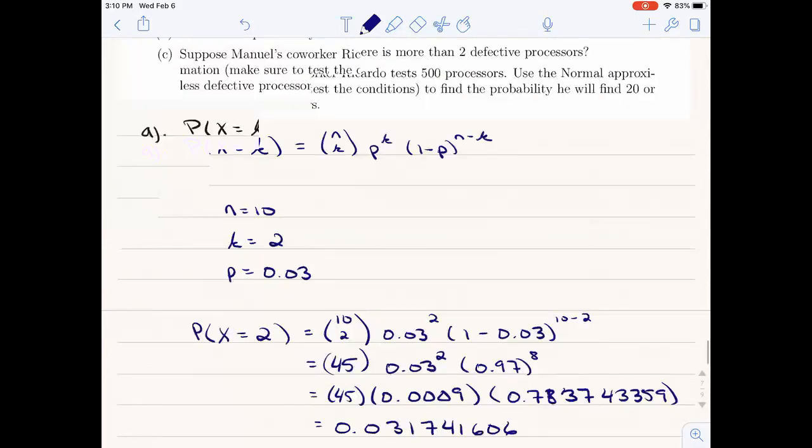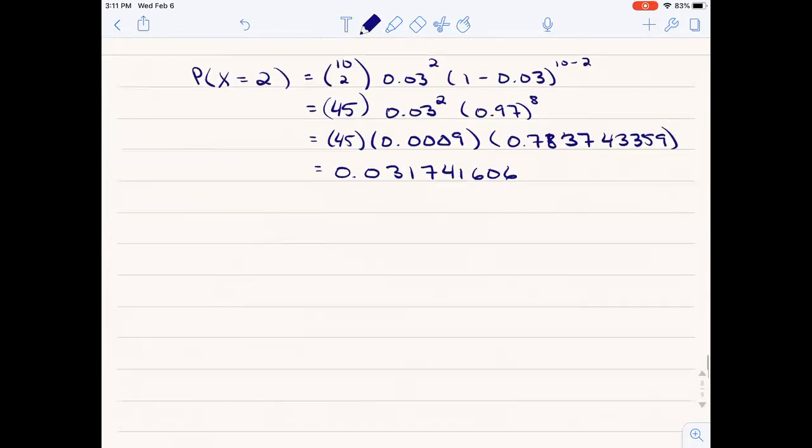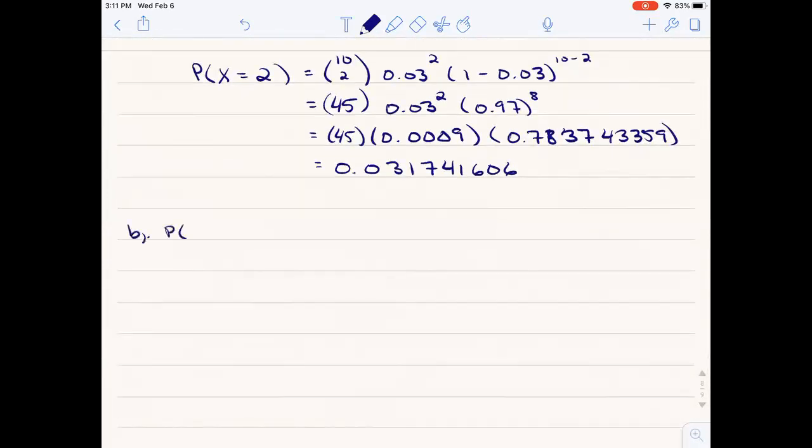No? Part B. What's the probability that there's more than 2 defective processors? So the probability of more than 2 defective. 2 ways we could do it, right? We have 2 defective, or 3, or 4, or 5, or 6, or 7, or 8, or 9, or 10. Sounds like a lot of work, right?